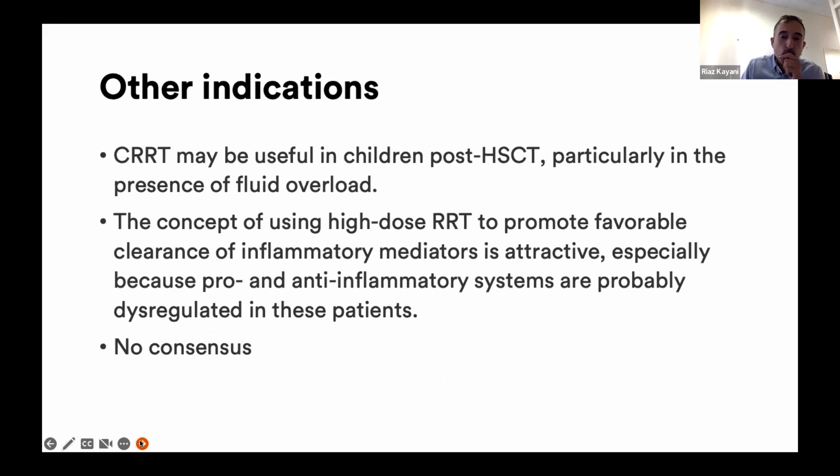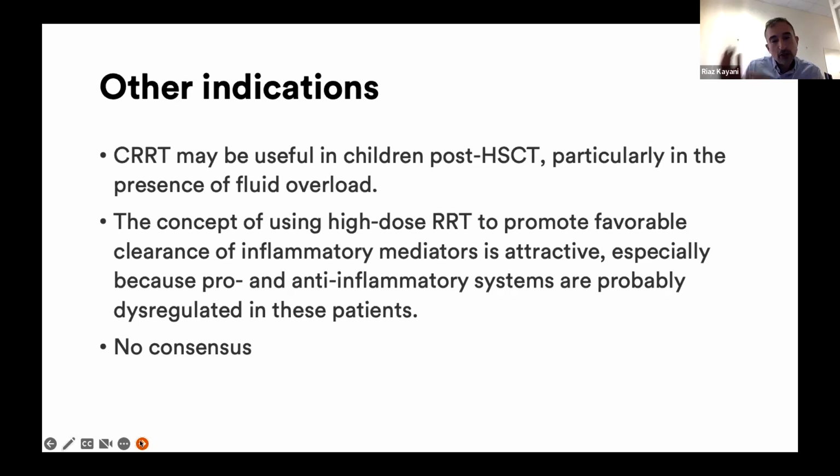I'm just going to take one more minute to talk about post-bone marrow transplant patients. And again, these patients, when they come to the ICU, have extremely high morbidity and mortality, and are very challenging patients to look after.